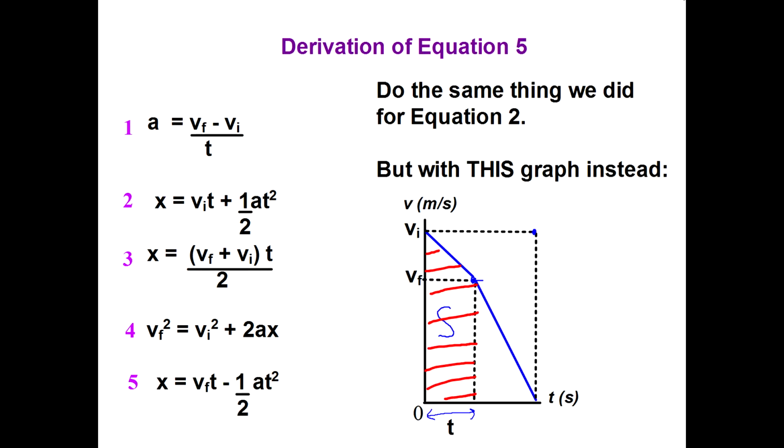Finally, equation 5. I'm not actually going to derive this one because it's really similar to equation 2. Basically, to derive equation 5, you do exactly the same thing that we did with equation 2, but with the reverse graph. Instead of a graph where the velocity is increasing, do it with the exact same graph reversed so the velocity is decreasing. When you do that, you get x equals vf t minus a half a t squared. And there we have it, the 5 equations of constant acceleration.